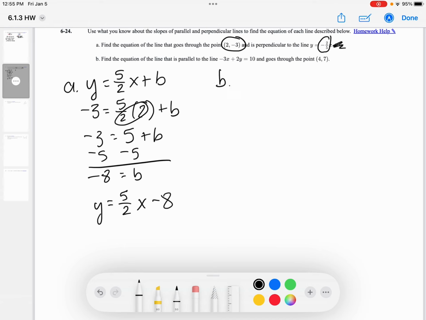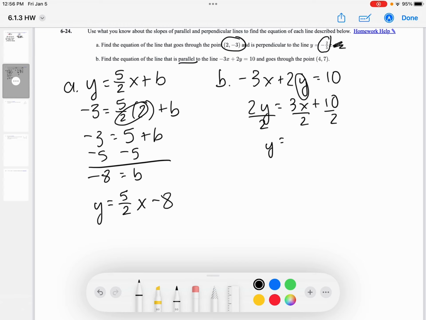Okay, let's look at part B. We want an equation of a line that is parallel to this line and goes through this point. All right, so we need to first find the slope of our original line, but it's not in a form where it's easy to see. We need to do a little bit of work and solve for that y. So I'm going to add 3x to both sides and divide all of my terms by 2 to find my original line has this equation.